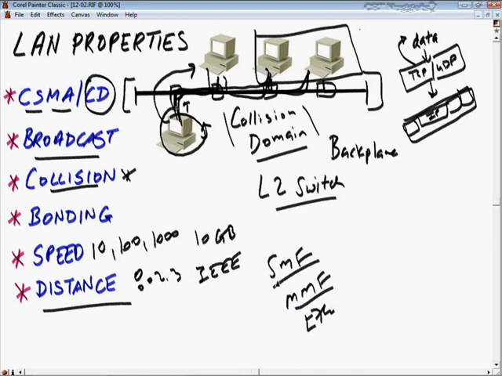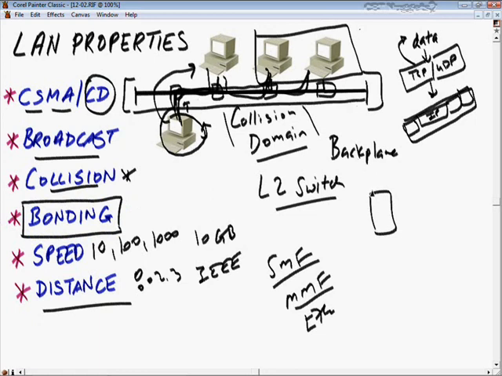Now, there's another term right here that I jotted down because this is one of the objectives for this particular section on the Network Plus exam. It's a term called bonding. Basically what bonding is, it's the ability to put, for example, on a server connecting to this switch, multiple network interface cards that are bonded together. This is also known as link aggregation.